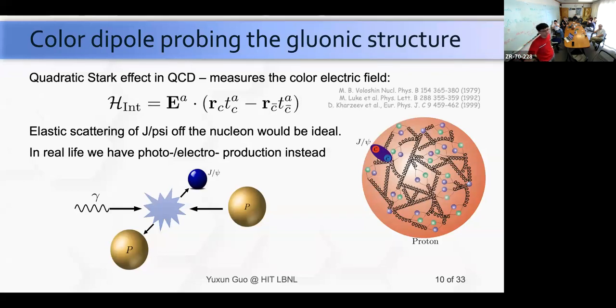So ideally, we want to have something like that. You would probably say, let's have an elastic scattering of J/psi off the nucleon, which is probably more realistic than doing gravitational scattering with the nucleon, but still we don't have a very good J/psi beam. So that's still beyond what we can do. So in real life, we just have photoproduction and electroproduction instead, just making sure that you have a J/psi in the final state. That is the compromise here.